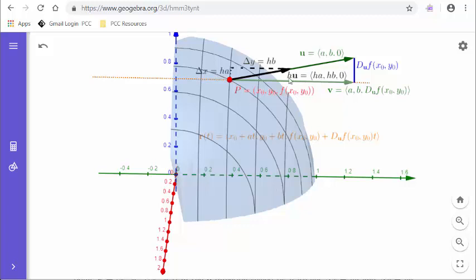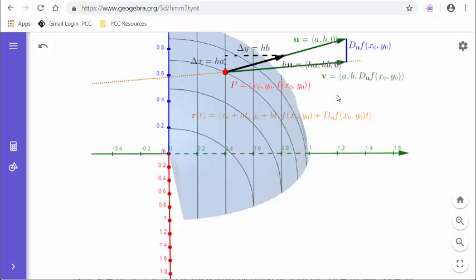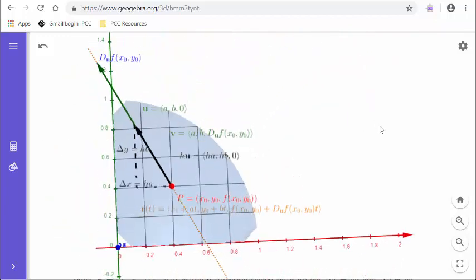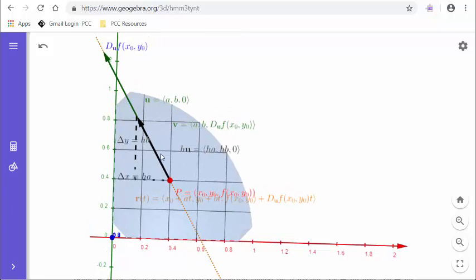If h is a scalar times u, then we get h a comma h b. And we see from the top view here that u is pointing in this direction, and then delta x is h a and delta y is h b as we move in this direction. So we want to let this go to 0, so delta x and delta y go to 0, so that we're able to find an instantaneous delta z.